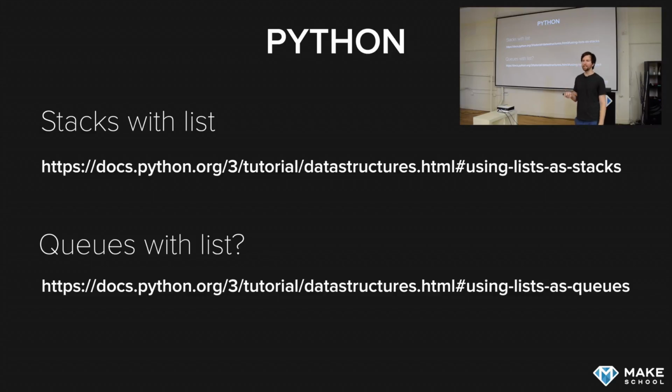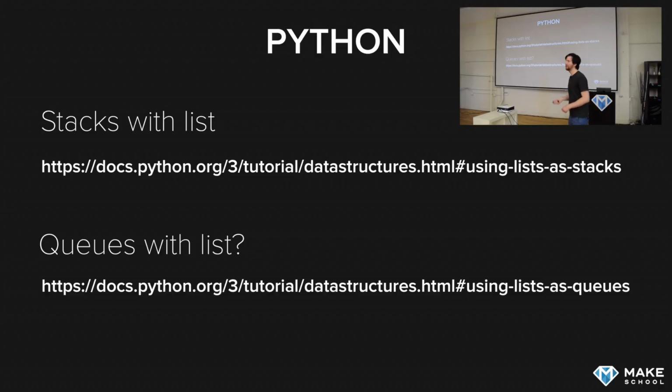OK, so in Python, it's trivial to implement a stack with a list because list gives you push and pop, basically. List actually gives you append and pop. Pop pops off the back, append adds to the back. So using append and pop with a Python list, you have a stack. And you can read about that in the documentation here.